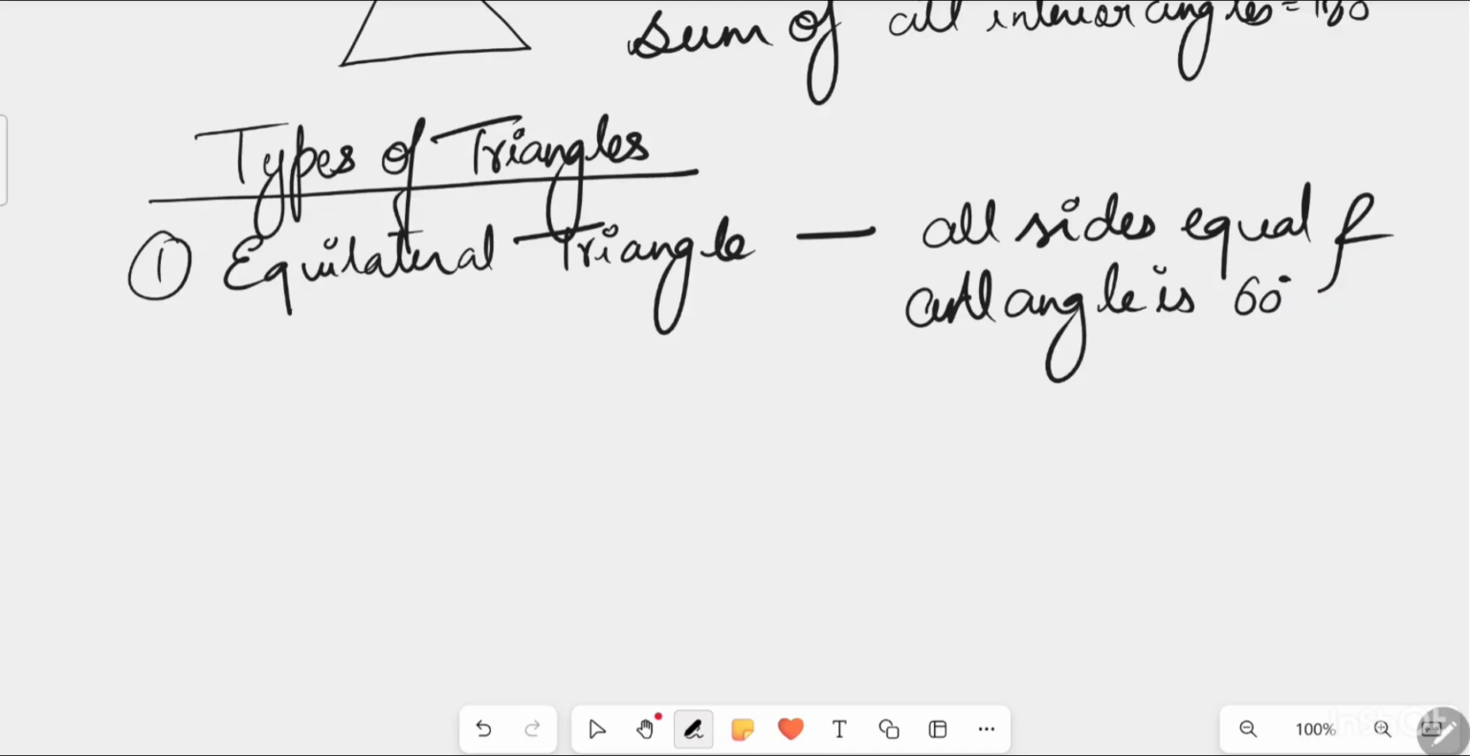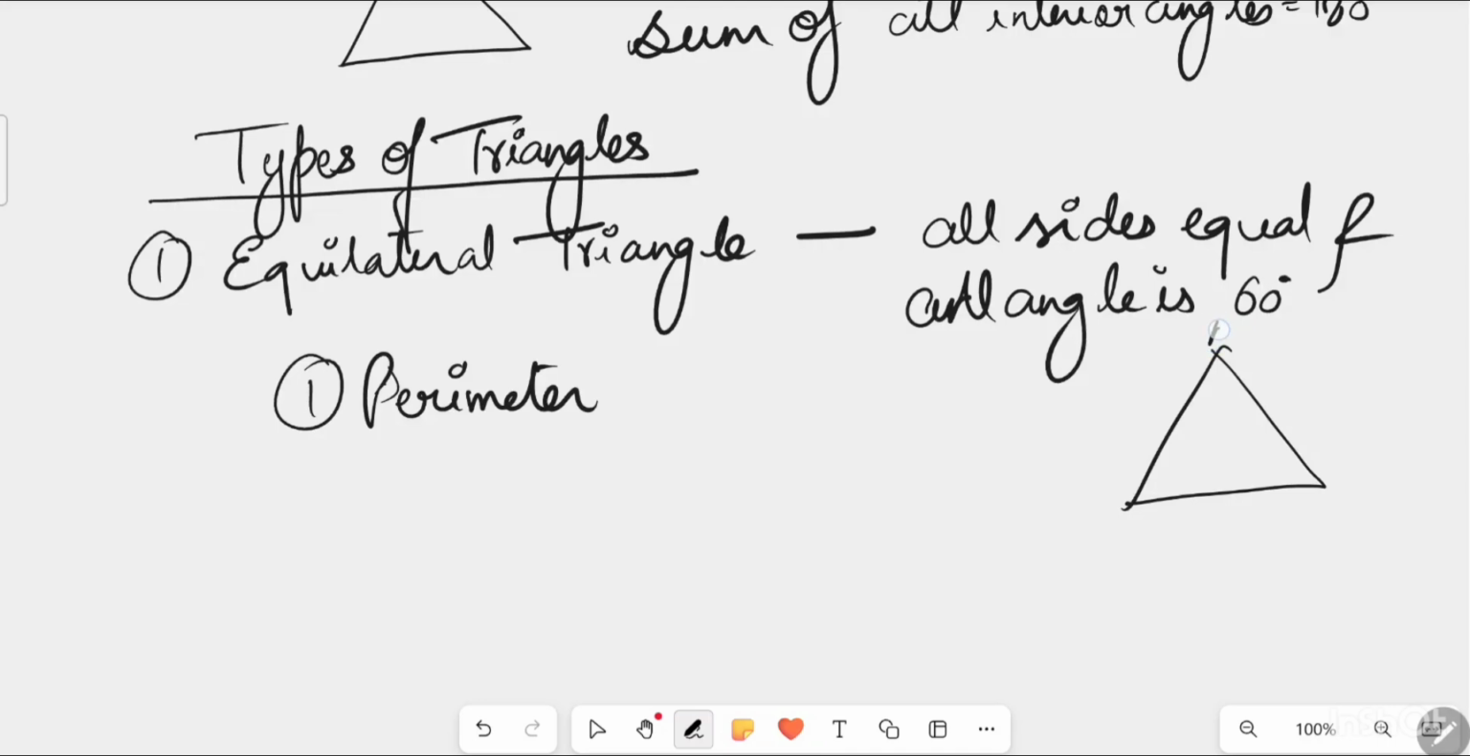So first of all, its perimeter. This is our equilateral triangle A, B, C, and all the angles will be 60 degrees. So what will be its perimeter? Perimeter is 3A, where A is the side.